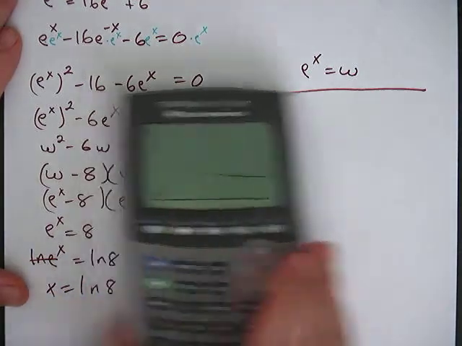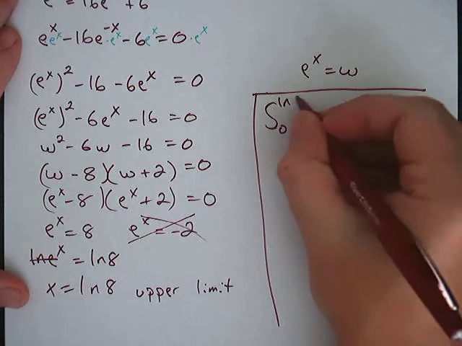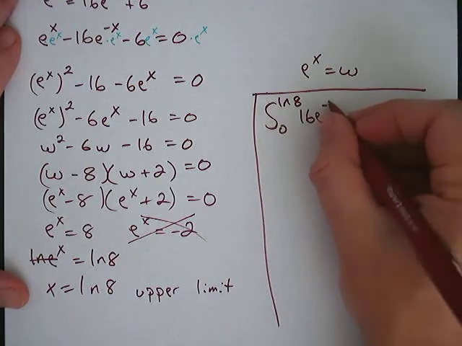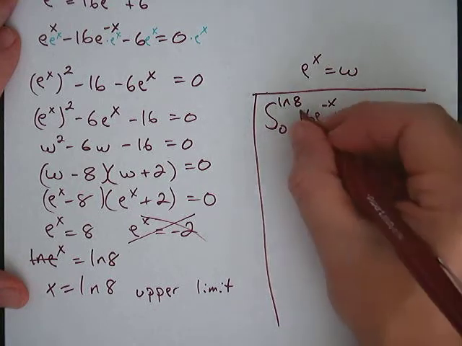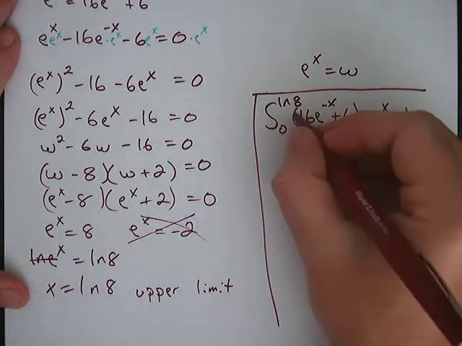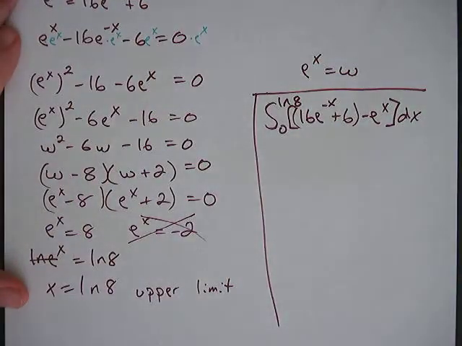is the bottom function. So our integral will be 0 to ln of 8 of 16 e to the negative x plus 6 minus the bottom function of e to the x. And that's all dx. We could put some brackets around that. So how do we solve this? Well, we're going to do it term by term.